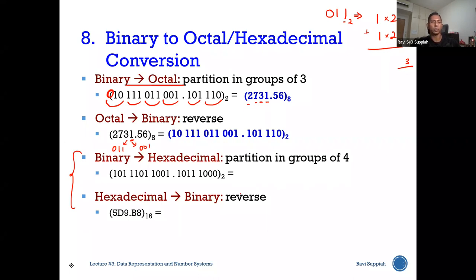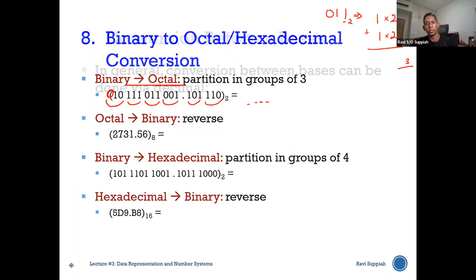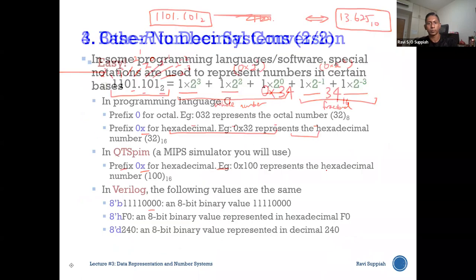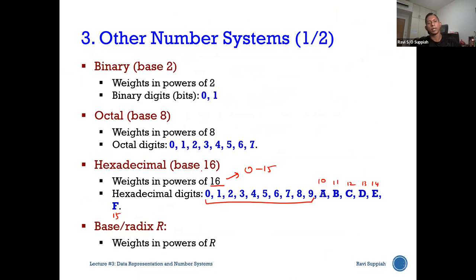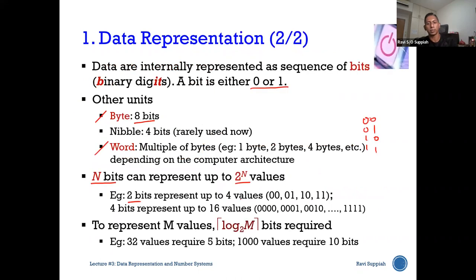So this you need to really make sure you understand, and it's very easy, because for hexadecimal, you treat it as groups of four. Why groups of four? Let's come back to this earlier slide. Hexadecimal has a base of 16, which means I have a total of 16 different possible combinations. How many bits do I need? Log to the base 2 of 16, what do I get? I get 4.